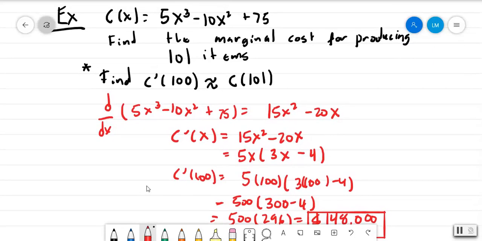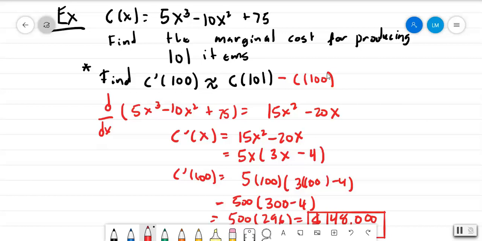I feel like this should be, yeah, this should be minus c of 100, because technically you can figure out the cost of the 101st item by basically just taking the difference of the two. But calculus tells you that all that you would need to do to find that change is to just use the derivative.